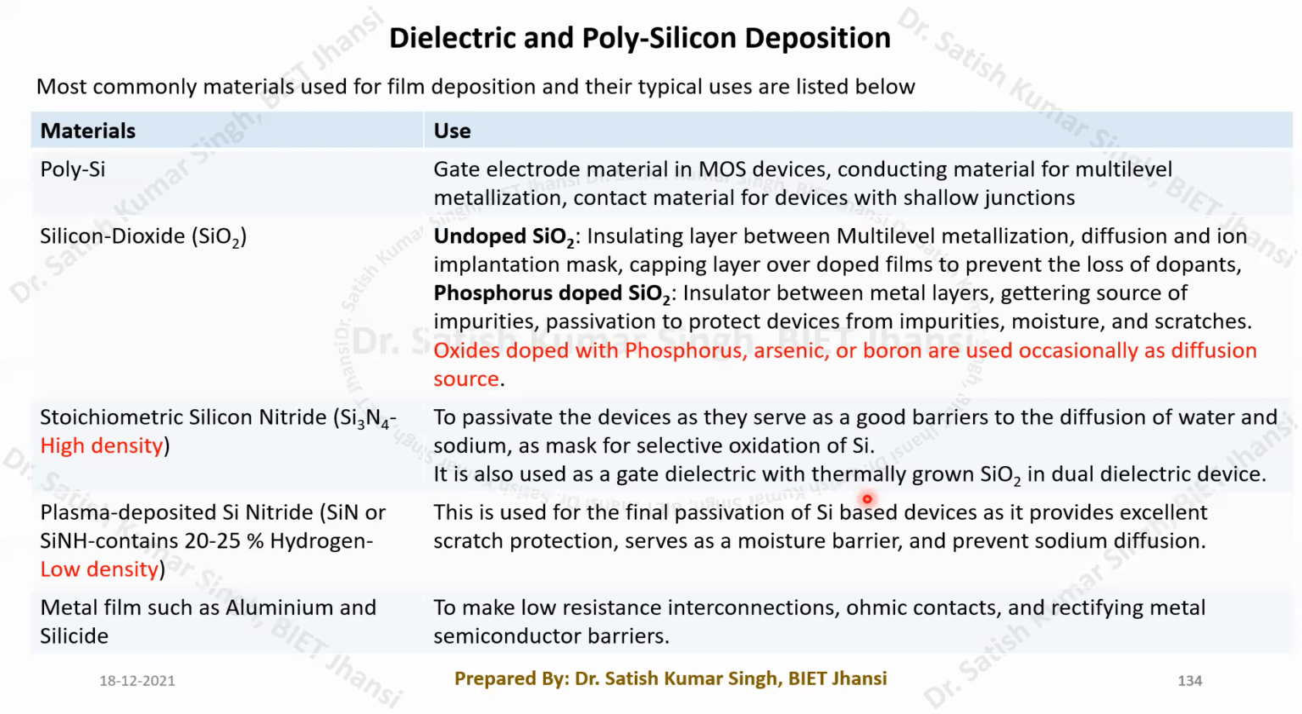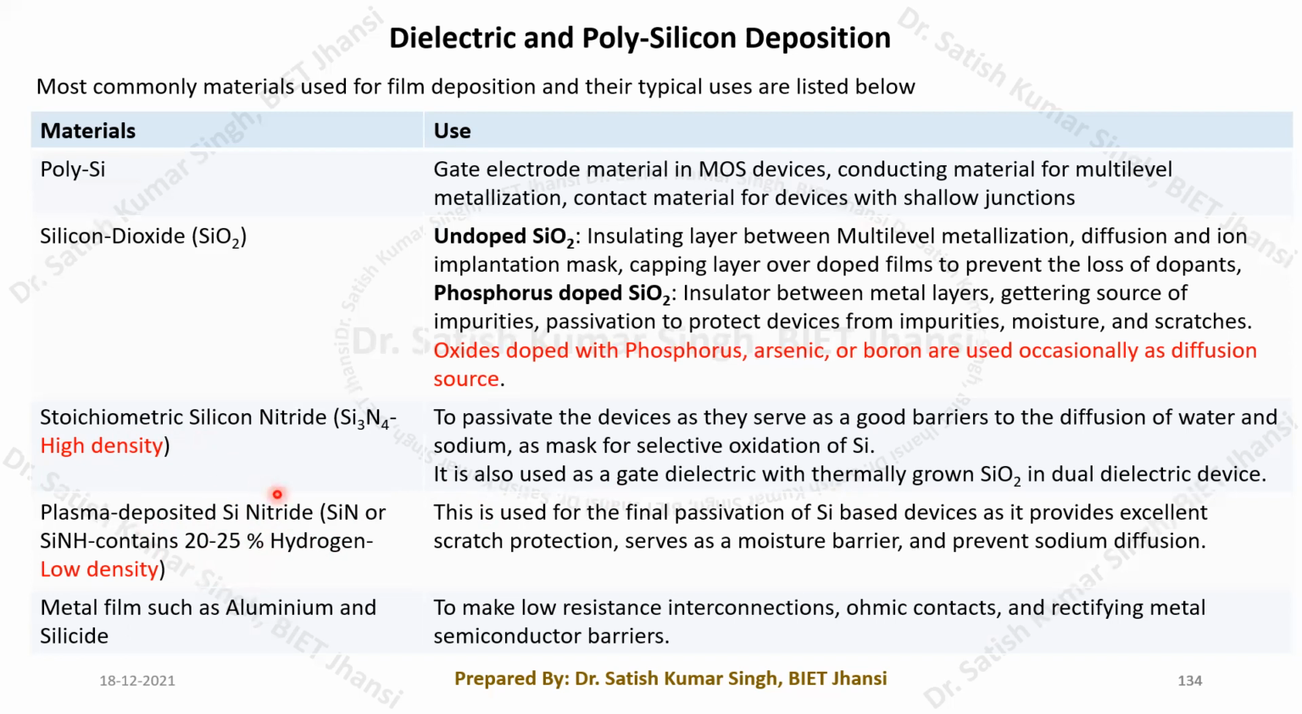Here we have the plasma deposited silicon nitride. When I discuss how it is deposited, you will come to know that generally this process can be done at low temperature. Generally, stoichiometric silicon nitride deposition is done at higher temperature.